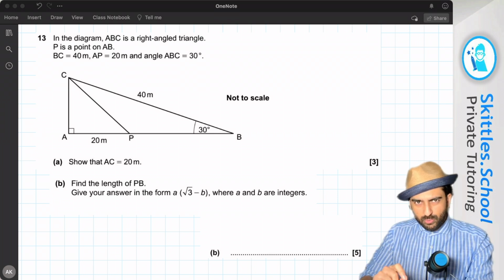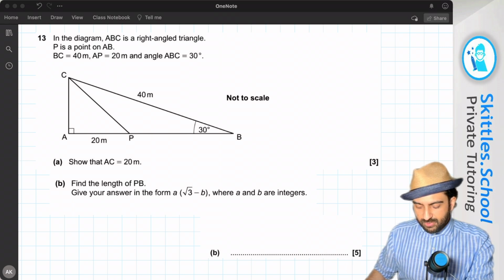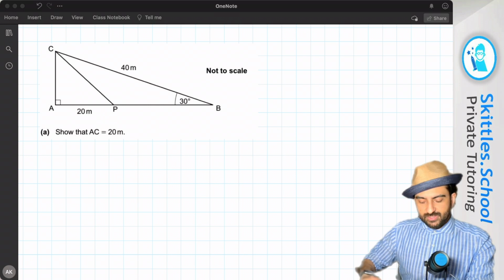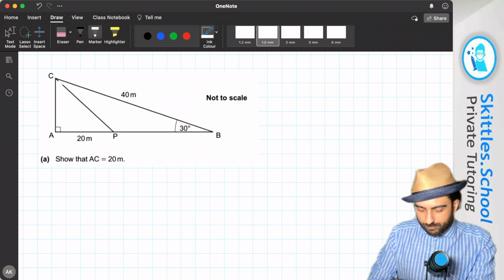Okay, so I'm going to look at this in stages. So we're going to start with part A. So let's focus on part A. So part A looks something like this. Now, I'm actually going to erase that middle line because it's not going to be useful for this question. We don't need to worry about it.